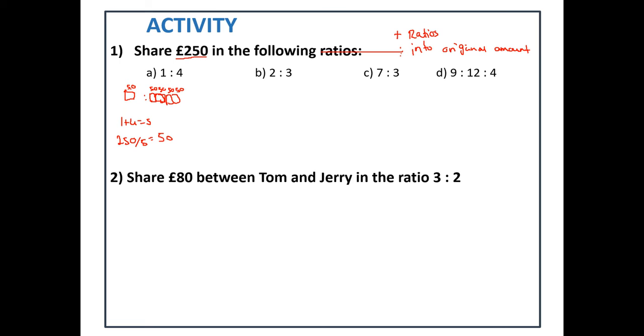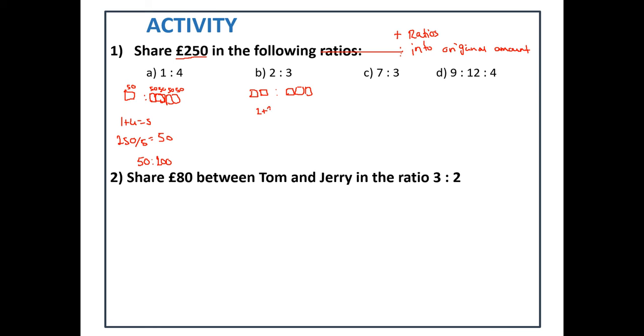So then the first person will get 1 share of 50, which is 50. And the second person will get 4 shares of 50, which is 200. So it'd be 50 to 200. B, so we're sharing 2 to 3. So it would be 2 squares to 3 squares.